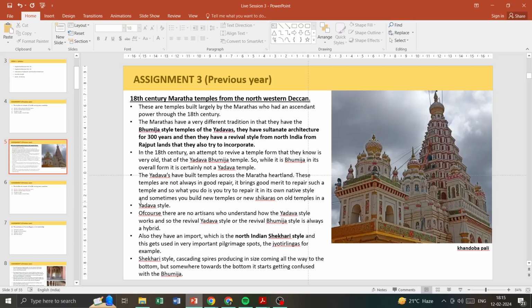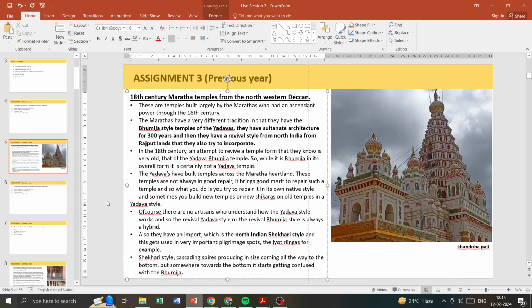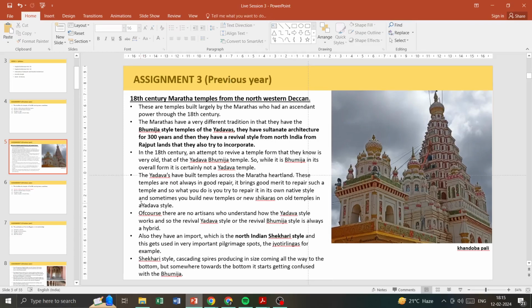So what happened was that the Yadavas built a lot of these temples in the Maratha heartland, but these temples were not in a very good state. So they were either repairing those temples in their own native styles, Marathas, or they were building new shikharas with different accents on the old temples, which were in the Yadava style, which created these hybrid style temples. There were no artisans who understood how the Yadav style works. So the revival Yadav style or the revival Bhumija style is always a hybrid.